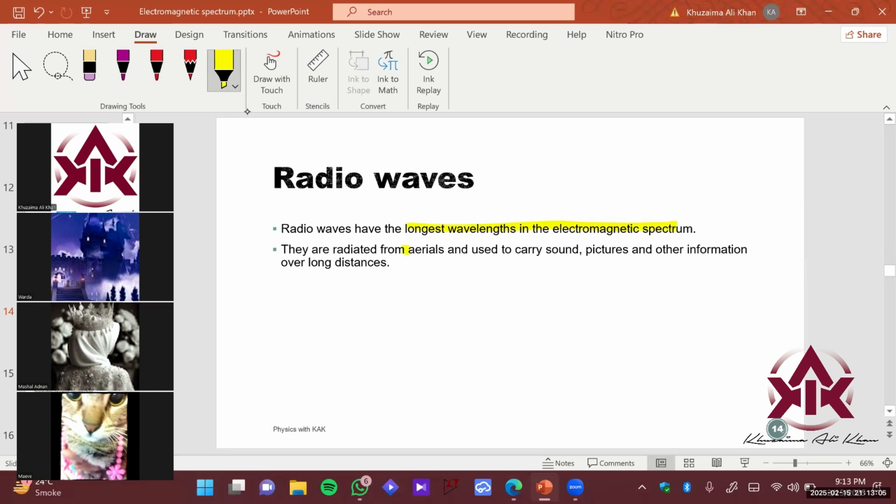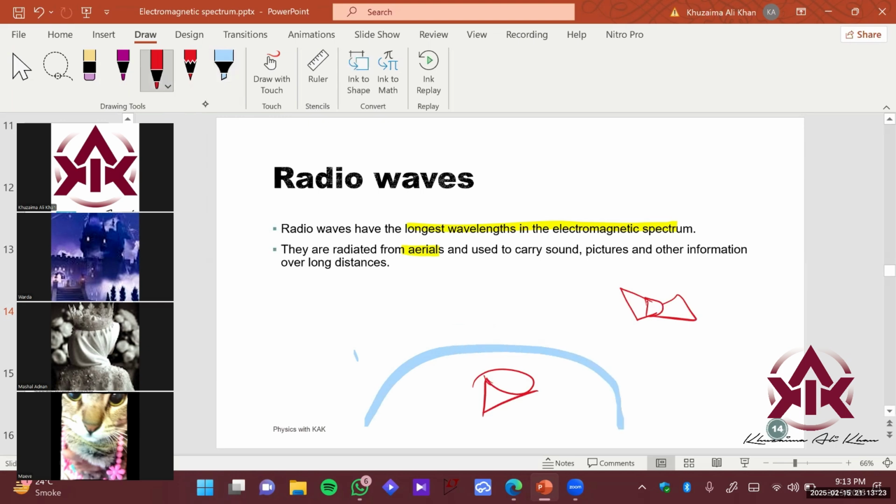Again, they are used in aerials. What are aerials? If you recall, we have a satellite in space, and this is the boundary of the Earth. They are used for communication, so they send waves here and transmit them back over here. They can travel furthest and carry sound data, pictures data, and other information.